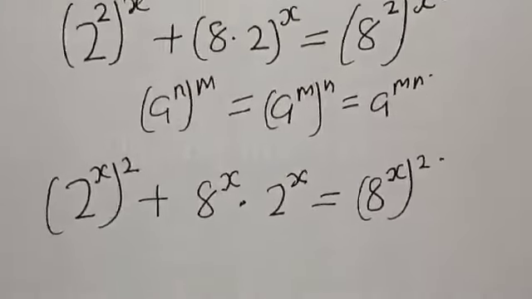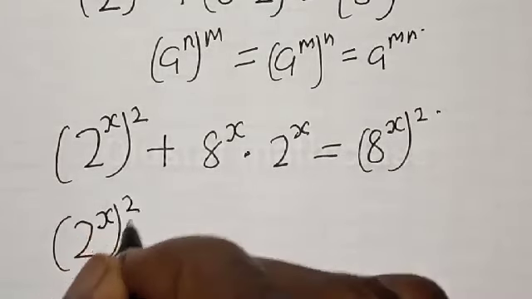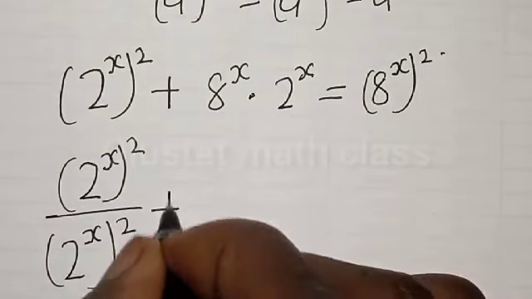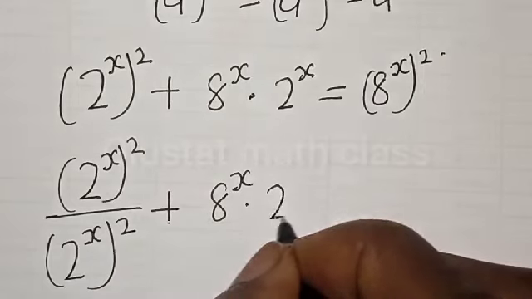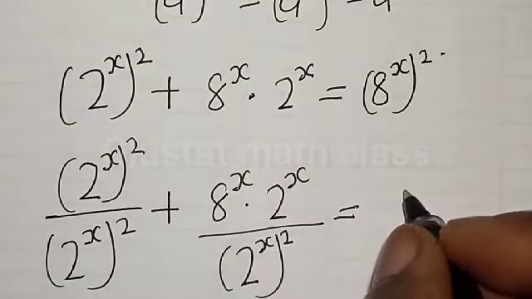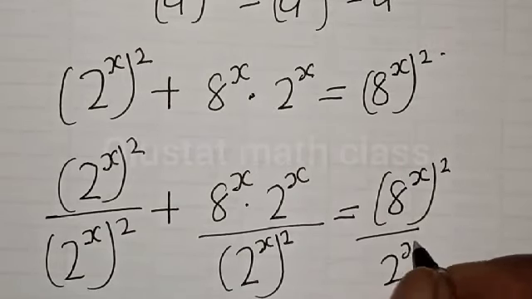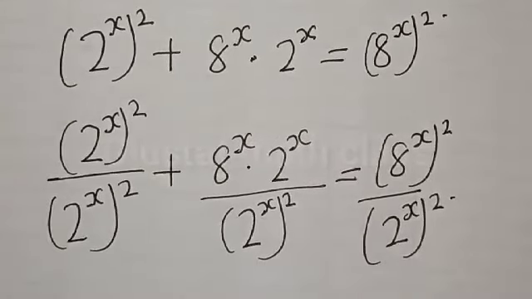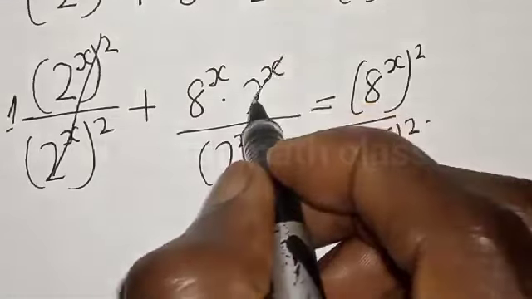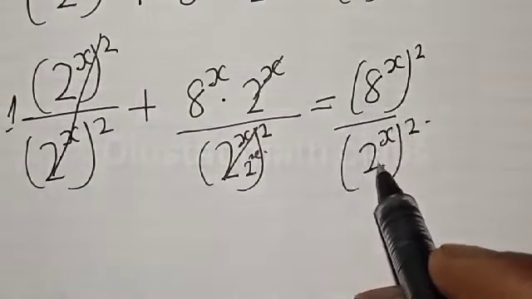Now let's divide both sides by 2 raised to power x squared. Well, we have 2 raised to power x squared divided by 2 raised to power x squared, plus 8 raised to power x multiplied by 2 raised to power x divided by 2 raised to power x squared, is equal to 8 raised to power x squared divided by 2 raised to power x squared. Now this one, we cancel this. That is 1. We are left with 8 raised to power x, then 2 raised to power x here. This one, we cancel one of these. We are left with 2 raised to power x.